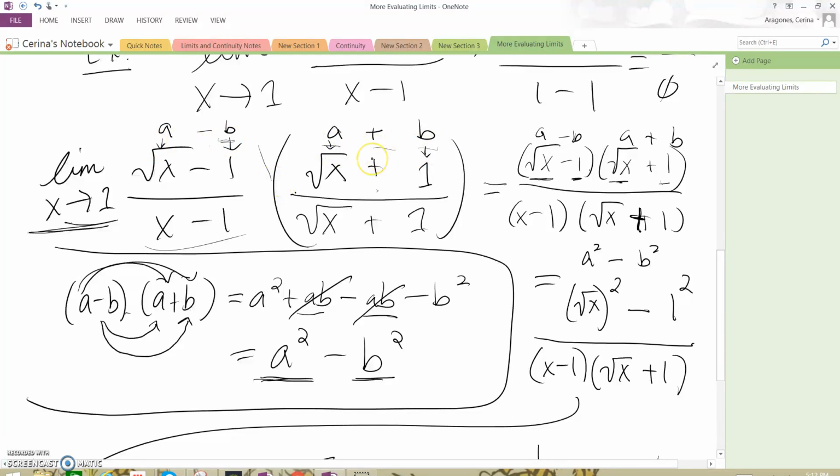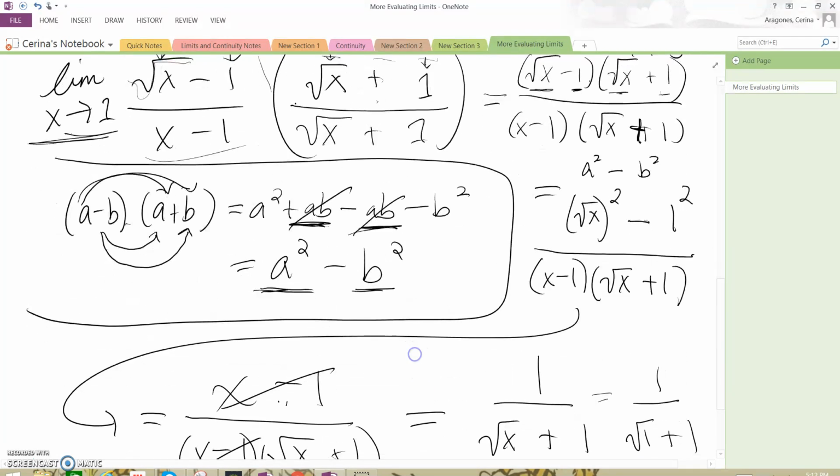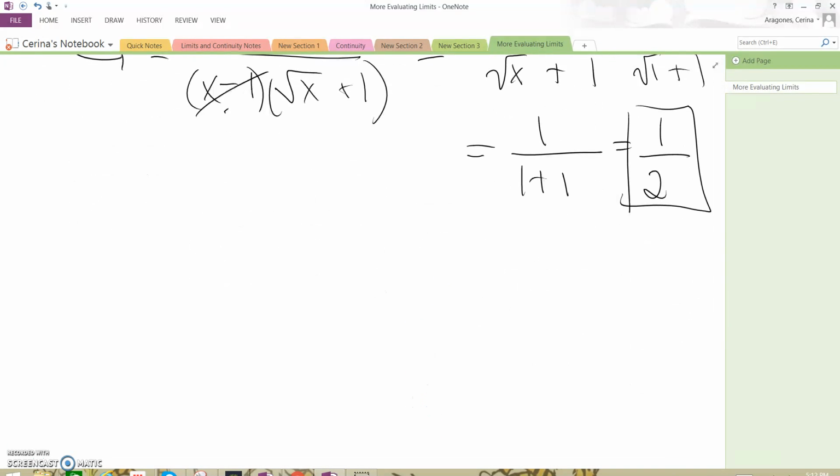It's usually used though when you have the square root, either your a term or your b term, because then you can get rid of the square root in the middle. Okay, so let me show you another example. Now you can do this even if the square root is on the denominator. Okay, this is not limited to when your square root is in the numerator.